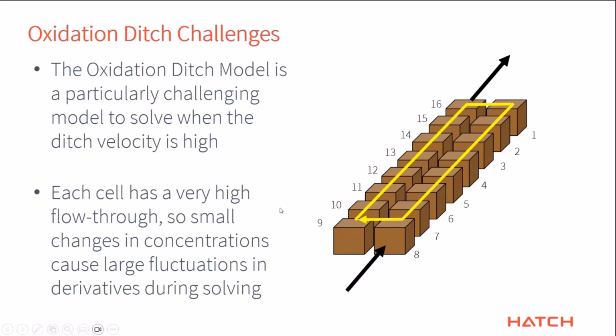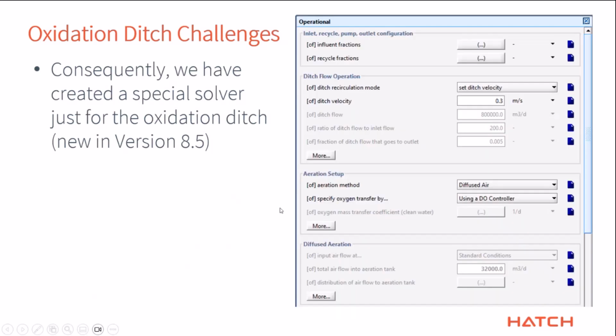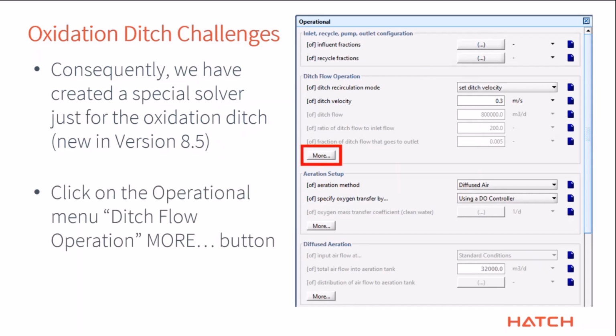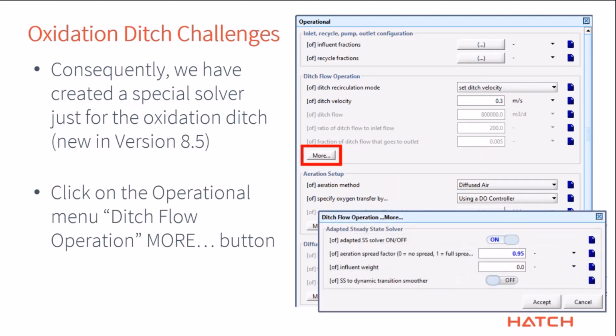And so we have actually, in the most recent version of GPS-X, version 8.5, that I hope you're all enjoying using, added a new, different kind of steady state solver for the oxidation ditch specifically. So if you go to the oxidation ditch operational menu and open this up and hit this More button here, you can get to a special menu specifically for this adapted steady state solver and turn that on. It will be off by default.